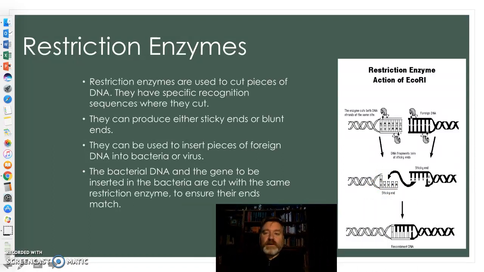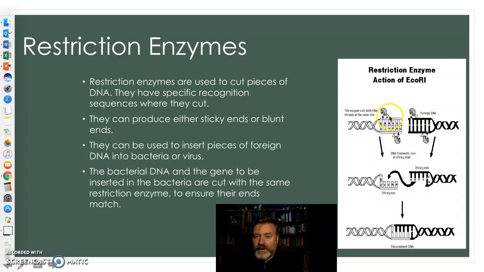Restriction enzymes were discovered to exist within bacteria for the very purpose of destroying viruses. Because bacteria, of course, also need to protect themselves. They need some sort of immune system by which to stop themselves being chomped up by viruses. So they can actually cut the virus DNA up and stop it inserting itself into the bacterial DNA. So really useful little opportunity for us then to start playing with it.